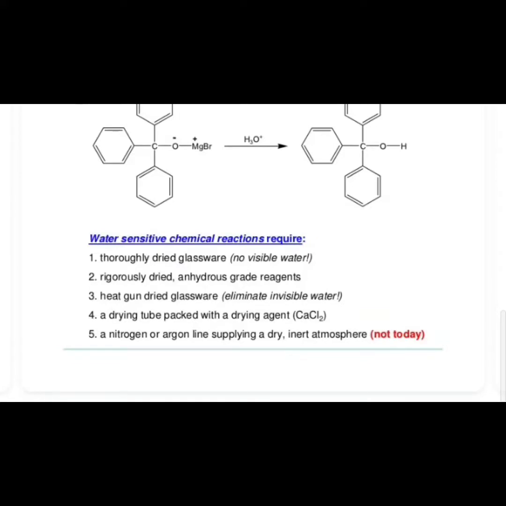You can easily dry it using the heat gun, because if you put the glassware in the oven, the time taken will be more by that process. Also use a drying tube packed with a drying agent, CaCl2, and a nitrogen or argon line supplying a dry atmosphere. So it is nitrogen or argon, gases which maintain the inert atmosphere.